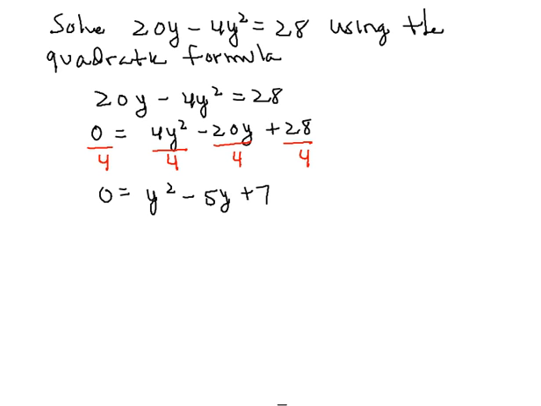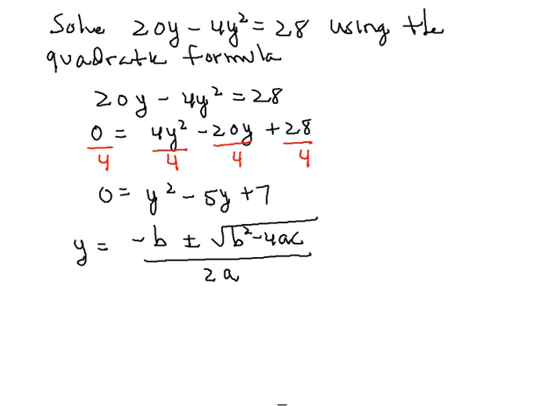Now in this case, because our equation contains the variable y, we're going to write y is equal to the opposite of b plus or minus the square root of b squared minus 4ac all over 2a. And I trust by this point you have memorized the formula. So let's next identify the values for a, b, and c.